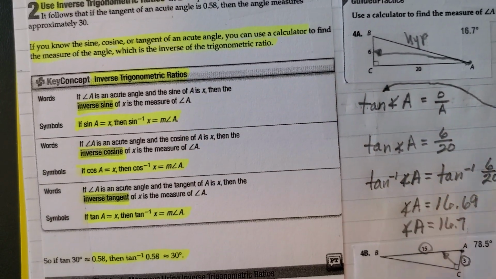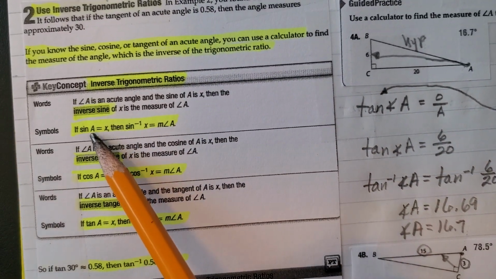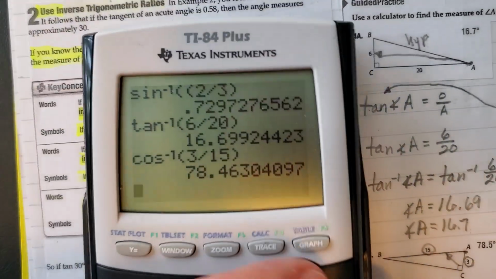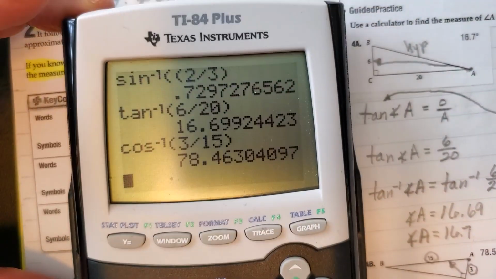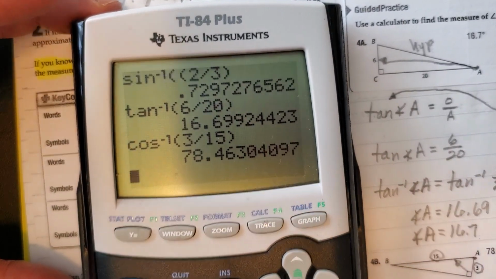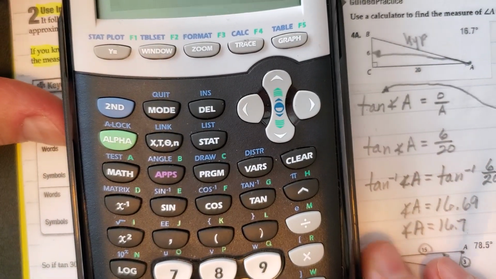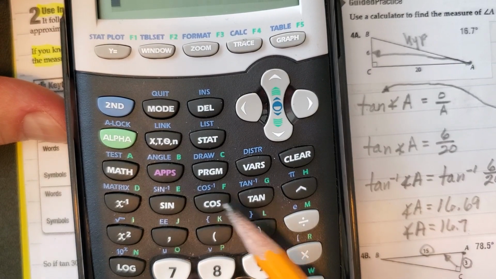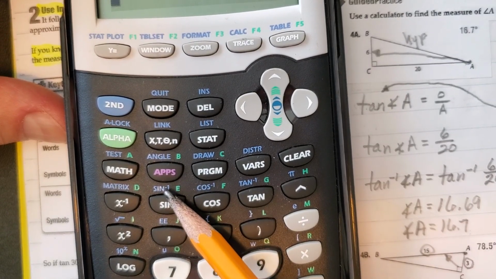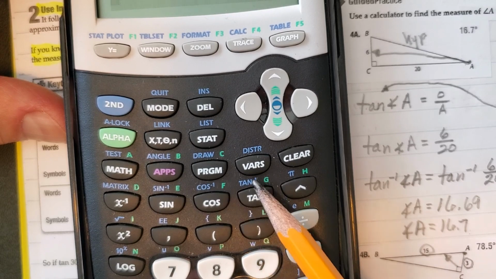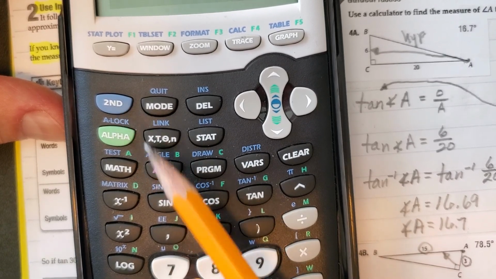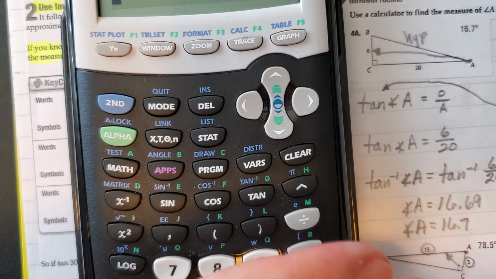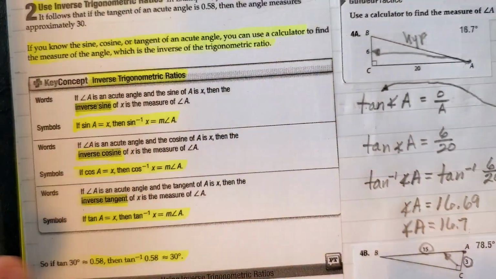There are three trig ratios, as you know. If the sine of A is x, then the inverse sine of x is the measure of angle A. Now understand, on a graphing calculator the trig functions are sine, cosine, tangent. The inverse sine, inverse cosine, and inverse tangent are in blue, so you have to hit second and then sine, cosine, or tangent to get the inverse.